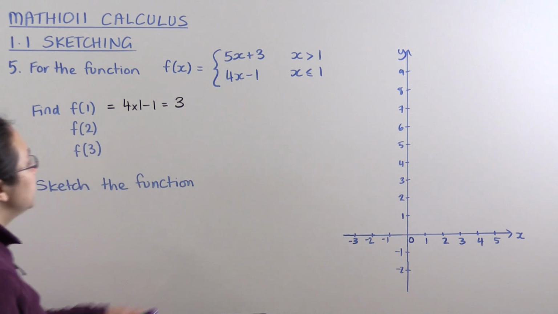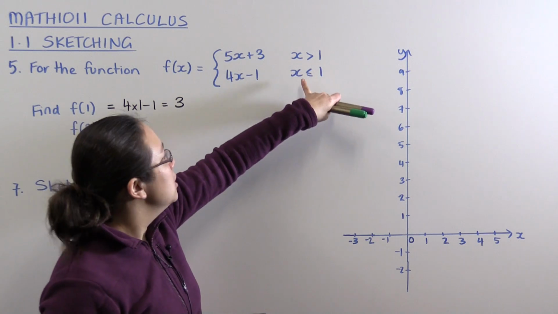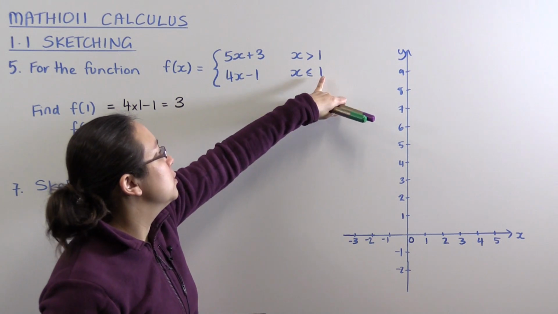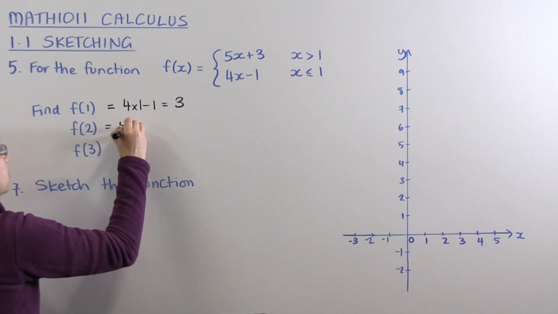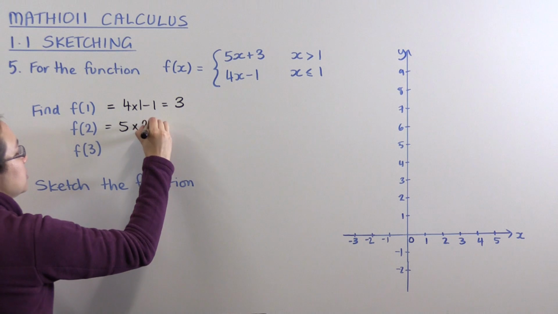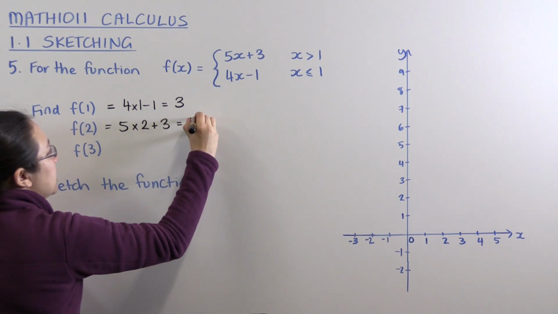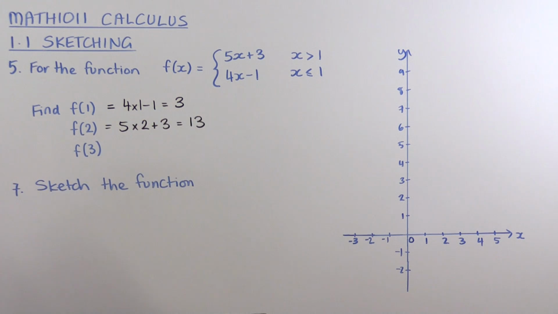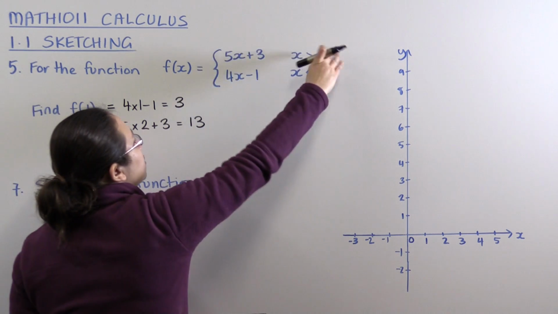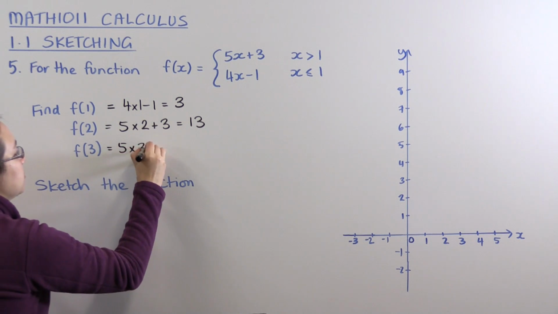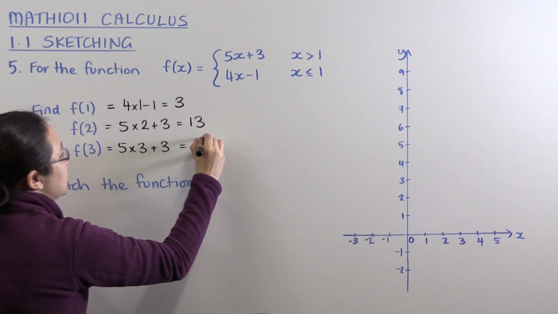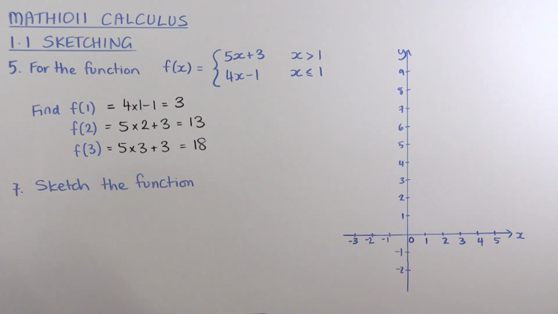F of 2, we have to follow the first rule, because 2 is certainly not less than or equal to 1. 2 is greater than 1, so we follow the rule 5x plus 3. So here, 5 lots of 2 plus 3 gives us 13. So f of 2 is 13. For f of 3, we also follow the top rule, because 3 is greater than 1. So we have 5 lots of 3, add 3, which gives us 18.